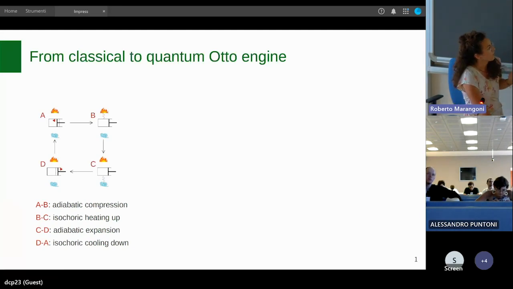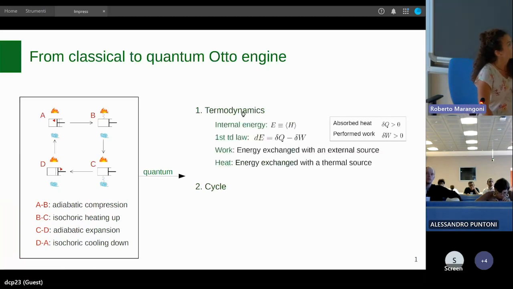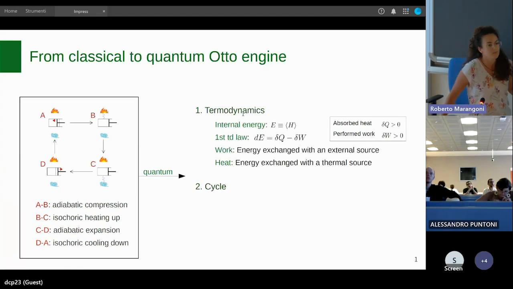What we want to do is to make this cycle quantum. To do so, we have to introduce some concepts. In particular, we have to generalize the concept of internal energy. We have to write the first law of thermodynamics and then say what we mean by work and heat. We define the internal energy of a quantum system as the expectation value of the Hamiltonian. In this way, we can write the first law of thermodynamics, so we can differentiate this expectation value, and we identify the work and heat.